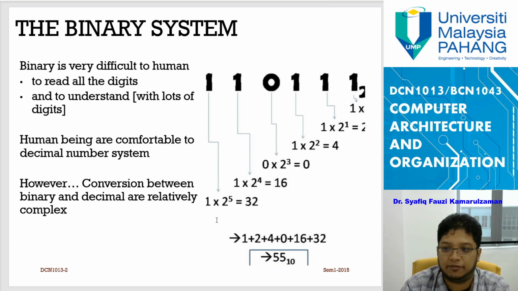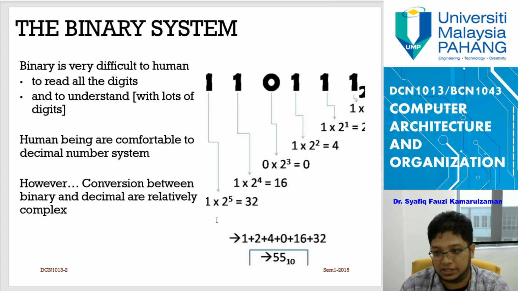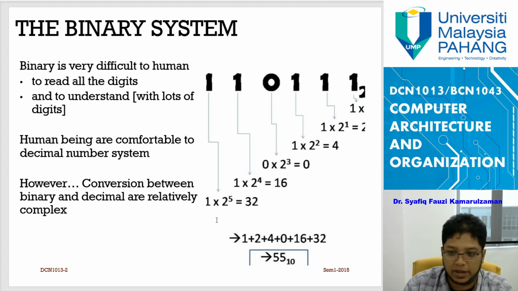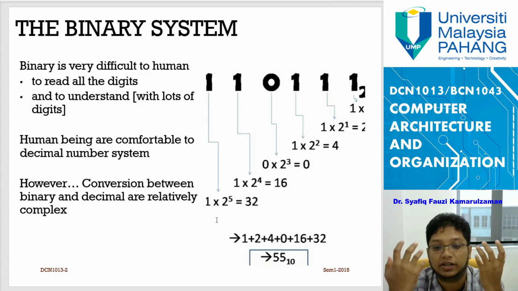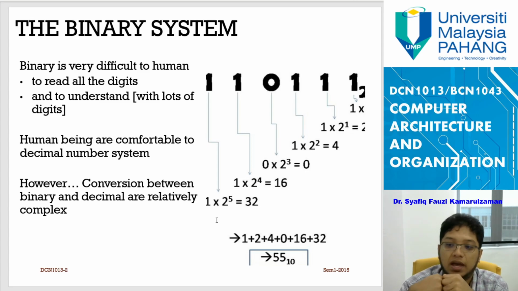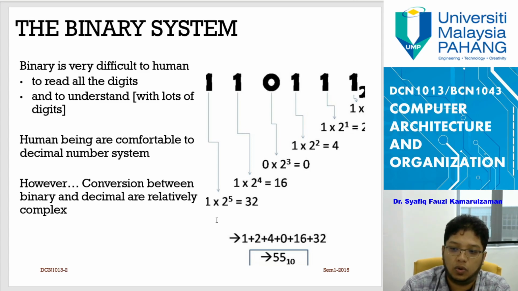Binary is basically very difficult for humans, because you need to read all the digits in order to understand, and there are a lot of digits. We are usually more comfortable with the decimal number system since we have 10 fingers, so it's easy for us to calculate using decimal. However, conversion between binary and decimal is complex, although it's not that difficult for us to do. But if we want to do it fast, it's very time consuming and frustrating to conduct properly. In this case, we have 110111.